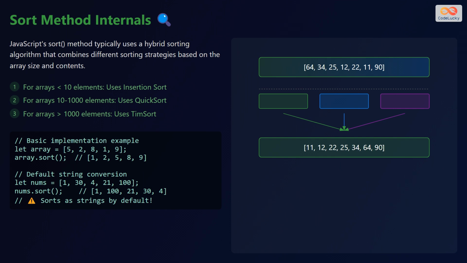Here's a basic implementation example. Let array equal 5, 2, 8, 1, and 9. Then calling the sort method on this array sorts it into 1, 2, 5, 8, 9. Note that, by default, the sort method sorts elements as strings. So, if we have an array nums with the values 1, 30, 4, 21, and 100, the sort method sorts them as strings to 1, 100, 21, 30, and 4. The image on the right visualizes the timsort algorithm, dividing an array into runs and then merging them.